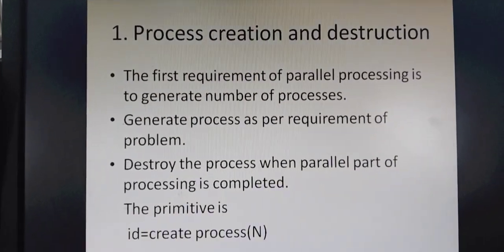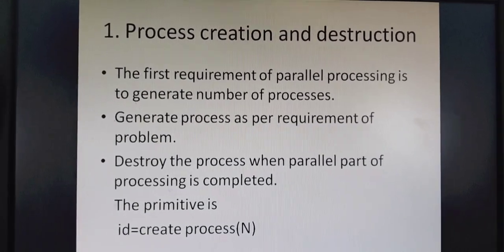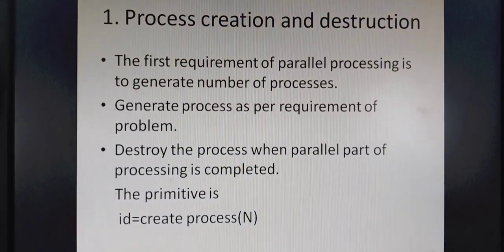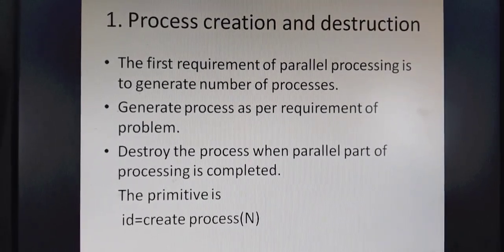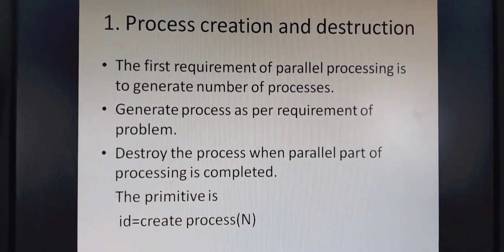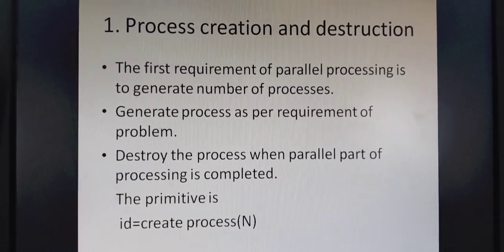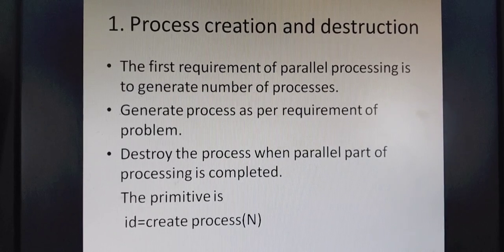Now the first general model is process creation and destruction. The first requirement of parallel processing is to generate a number of processes. Now how many processes are required? On that basis we create the processes as per the requirement of the problem. After completion, we destroy the processes, that is, we destroy them when the parallel part of the process is completed.